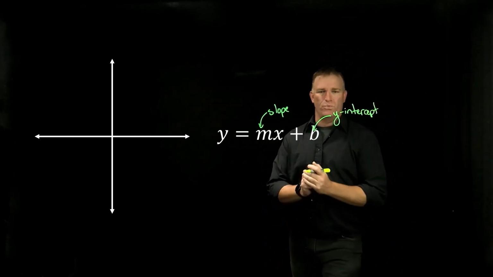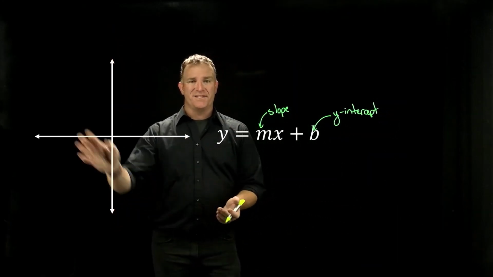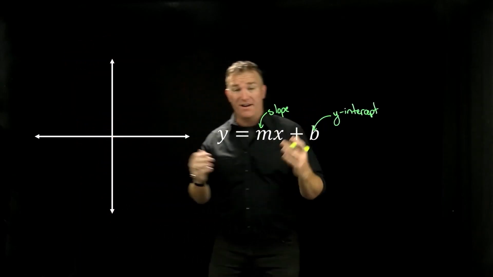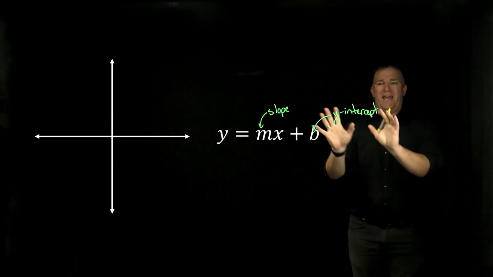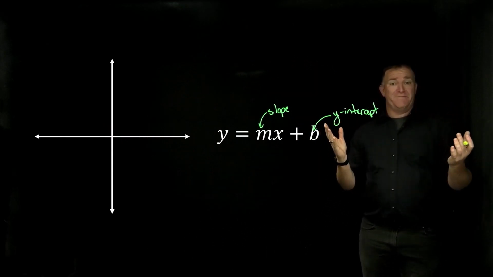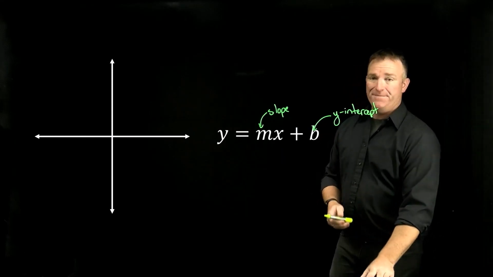And that tells us where this graph would cross the y-axis. Does it cross in the positive range? Does it cross in the negative range? At 0? Does it cross at all? Okay, so the values of m and b can help us define the appearance of any unique line. So let's take a look at a couple of them right now.